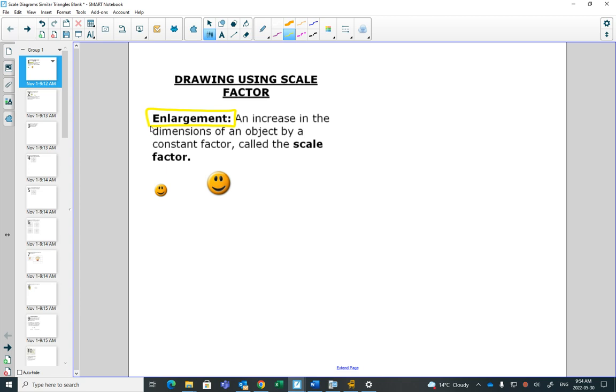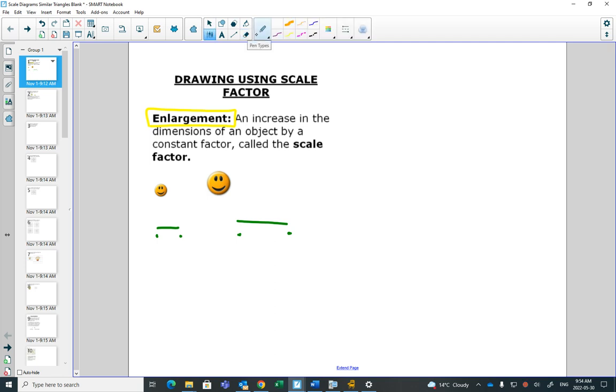So for example, if the distance between the eyes on one of them was 1 centimeter, and then the distance between the eyes becomes 2 centimeters, we would say that this has been enlarged by a scale factor of 2, because it's double.